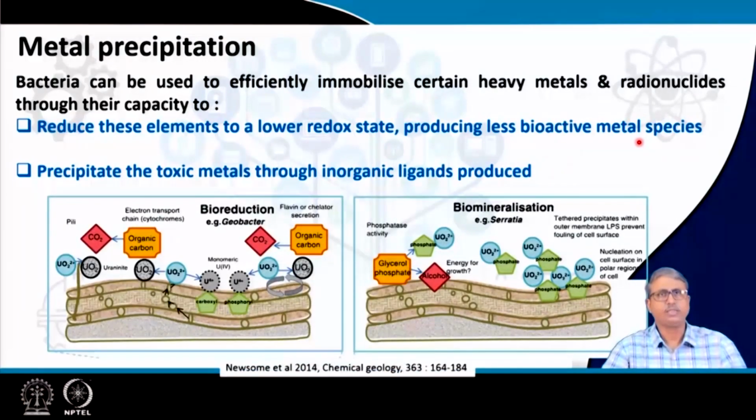Now, these are the two processes that you can see here. For the bioreduction, that is the first one, they reduce the elements to a lower redox state like uranium 6 to uranium 4. So, you have the uranium 6 that can be reduced to uranium 4, and for this reduction process you need a source of carbon and a source of electrons. So, that can be organic carbon. So, ideally these organisms will be mostly heterotrophic, and they can engage either a cytochrome based system or a flavin based system.